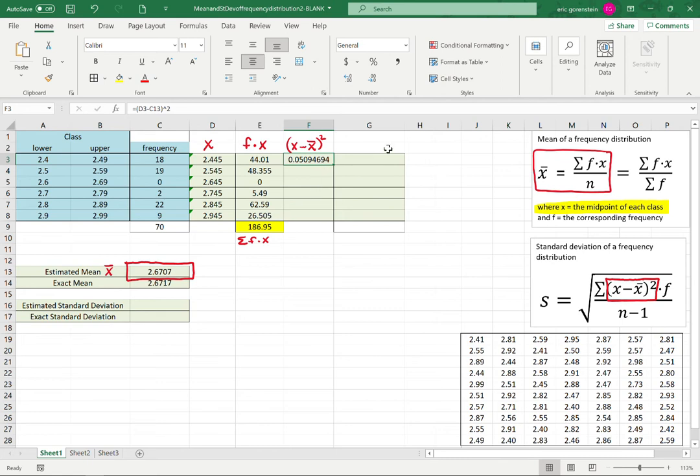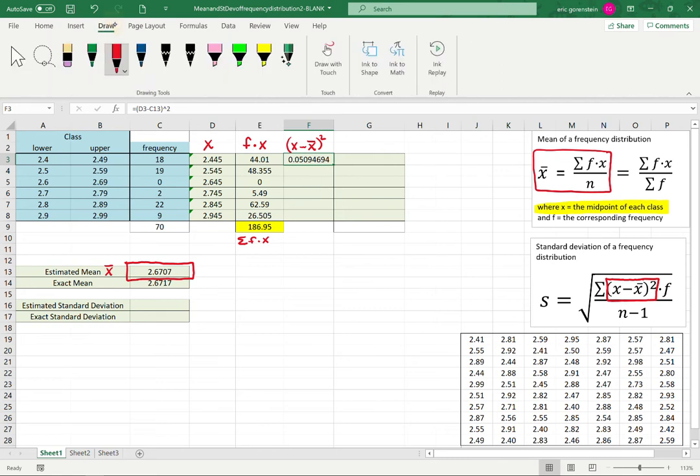But what did I just type there? So let's bring an arrow down here. I just typed an equal sign, then parenthesis, then the X value, which was D3. That's the 2.445. And then I subtracted the mean, which was C13, and then I raised that to the second power. That's X minus X bar squared.